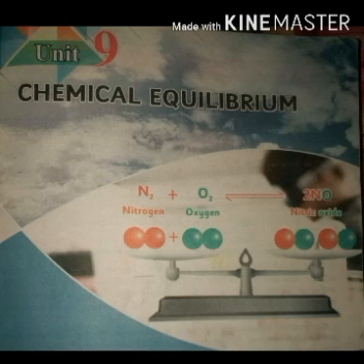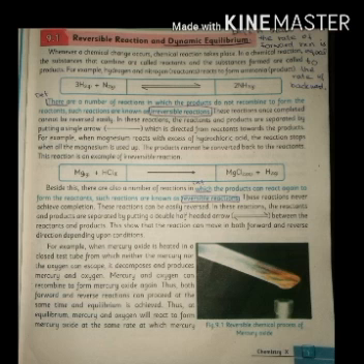Dear students, in this unit we will learn how and why a chemical system attains equilibrium, and we will also study the characteristics of equilibrium. What happens to a system at equilibrium when a change is imposed on the system? In particular, we will discuss how to calculate the concentration, how to calculate the amount of reactants and products present for a given system at equilibrium. Our today's topic, reversible reaction and dynamic equilibrium, is on page number 3.